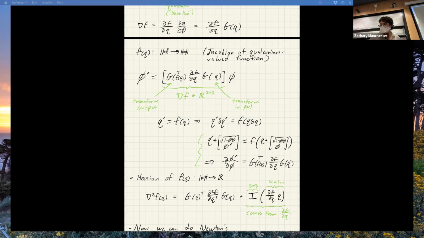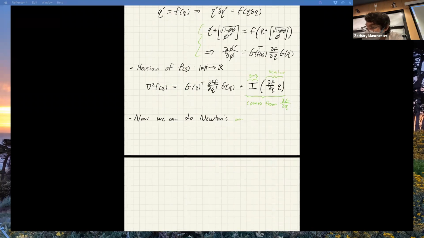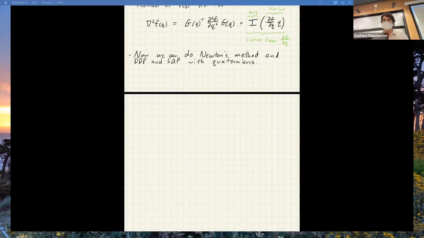Okay. So now we can do Newton's method, and sort of DDP and SQP, all the stuff we've been doing with quaternions. You can do super fun things. Okay, so let's do an example.